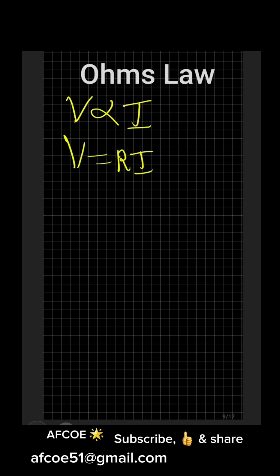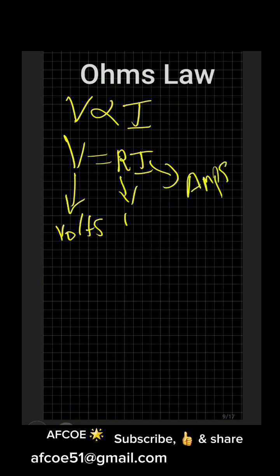V is simply the voltage measured in volts. I is the current measured in amps. R is the resistance measured in ohms, in bracket, this is the symbol. Voltage has its symbol, and current has its symbol.